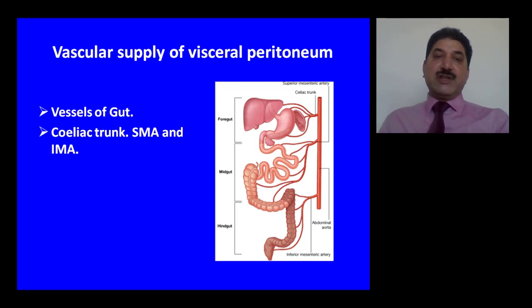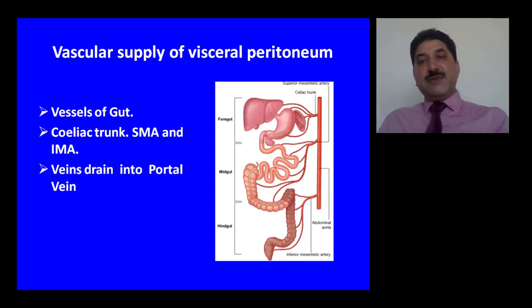For the foregut, it is supplied by the celiac trunk, superior mesenteric artery, and inferior mesenteric artery. Celiac trunk is the artery of foregut, superior mesenteric artery is the artery of midgut, and inferior mesenteric artery is artery of the hindgut. Veins of the visceral peritoneum.